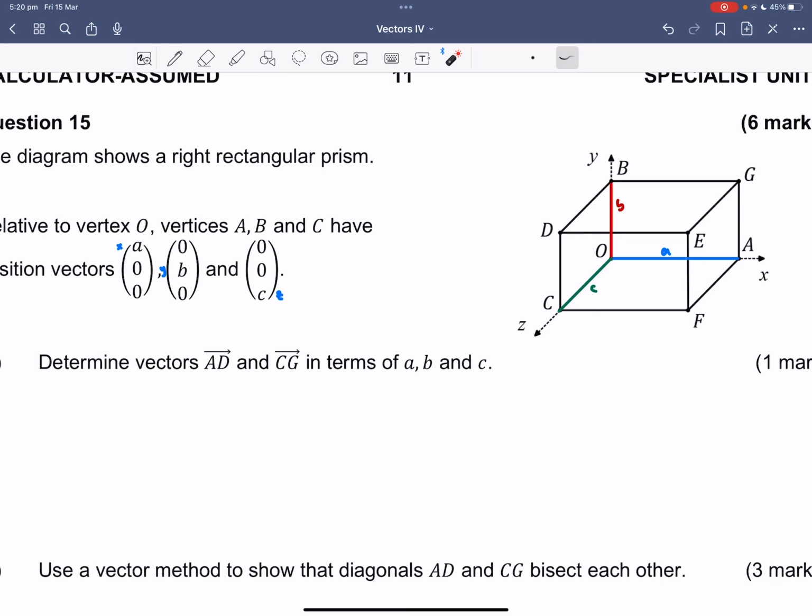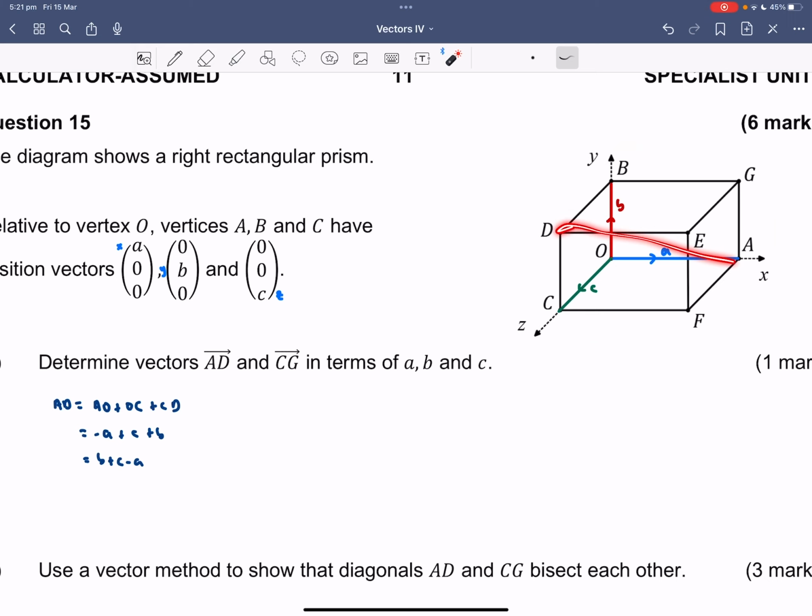If you want, I'll just write arrows on all of this. So this is vector C, this is vector A, and this is vector B. I'm going to use my picture to come up with an expression from A to D. To get from A to D, I'll go from here to here, then there, and then there. So I'm going to go from A to O, plus O to C, plus C to D. Now A to O is just negative A, O to C is C, and C to D, everyone should realize, is the same as O to B, which is just B. So if I write this nicely, it is B plus C take A. That is AD.